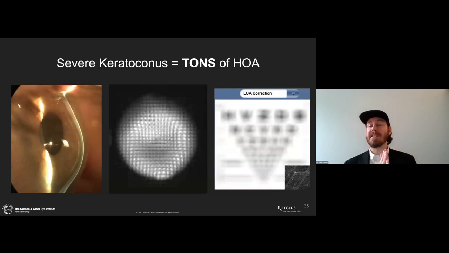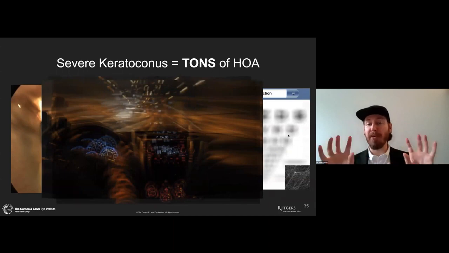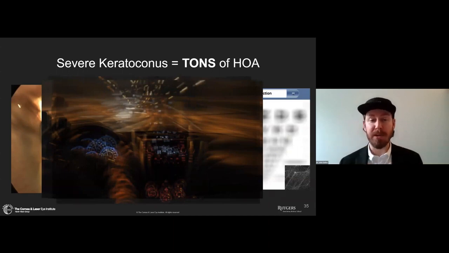This individual has terrible optics. You can see their point spread function is all over the place. They have tons of higher order aberration, even if we're correcting them with glasses, right? And we can see all of that visual effect here in the simulation.